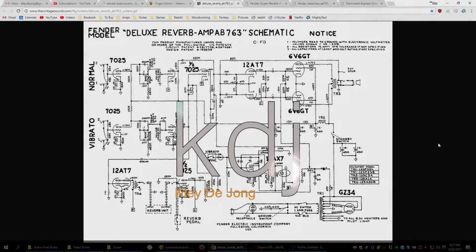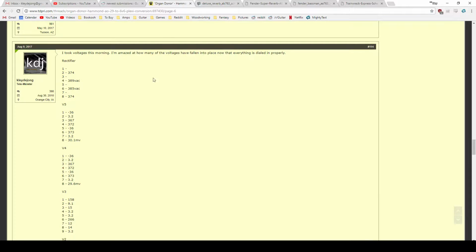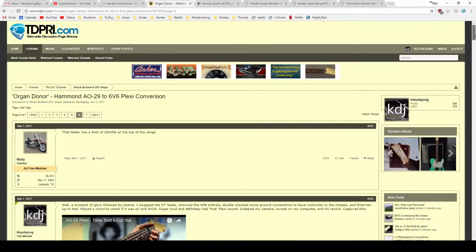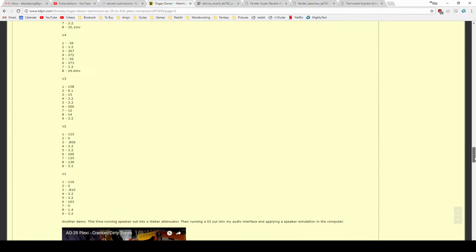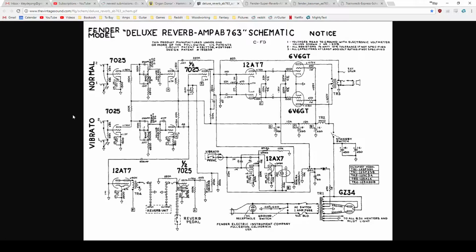This is going to be part 3 in my Hammond AO-29 conversion to a guitar amp. What I want to talk about today is schematics and the circuit that I am aiming to build towards. I have done a project like this before, and I've got a thread on TDPRI, and I turned it into a 6V6 Plexi. It actually has 6L6s, which is kind of a long story, but this time I want to go for more of a Fender style amp.